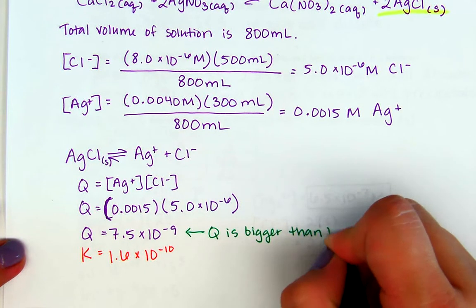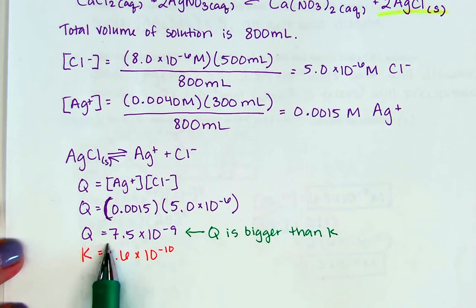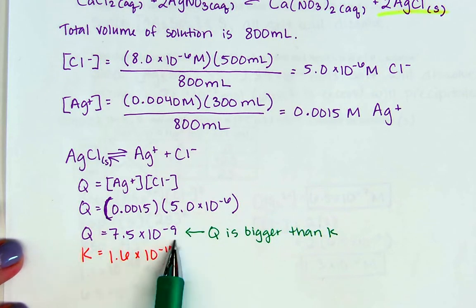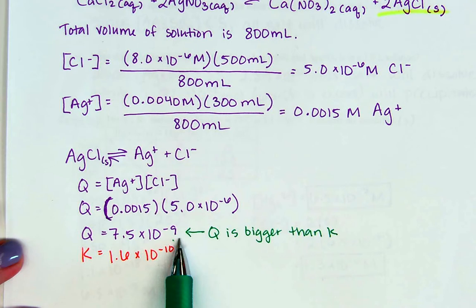And so that means that the current state is that there are too many ions. There are more ions in the solution than the solution can hold, because the solution can only hold this much, 1.6 times 10 to the negative 10. But I have 7.5 times 10 to the negative 9, which is a bigger number. So that means the leftovers are going to precipitate out. So you're going to see a precipitate.